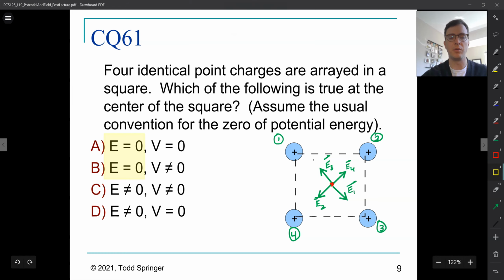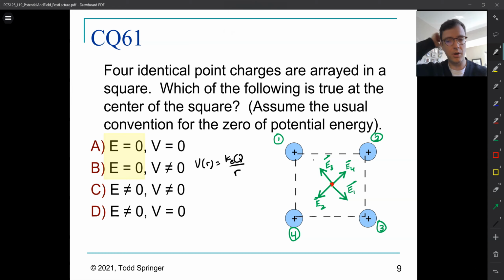I'm stuck with either A or B, because all of those electric fields are going to cancel out at the exact center of that square. Now, how about the potential? Is it 0 or is it not 0? If you think about the potential, remember that V of R is KQ over R, and R is the same for each of these. R is the distance from the point to the charge.